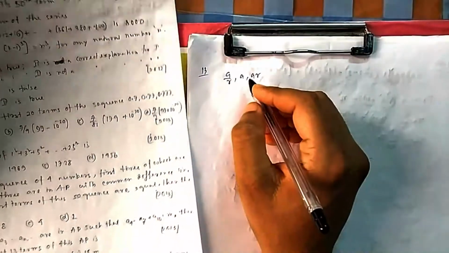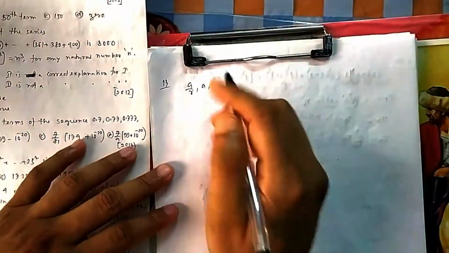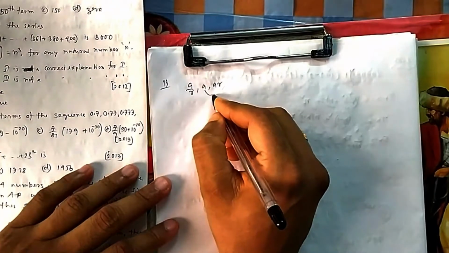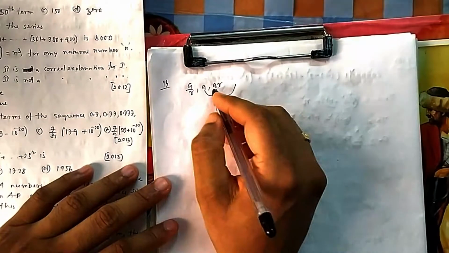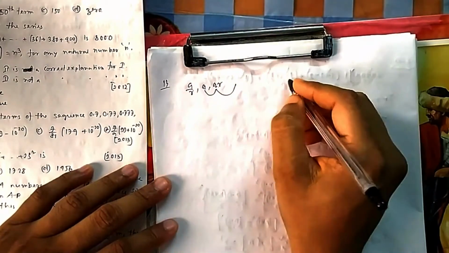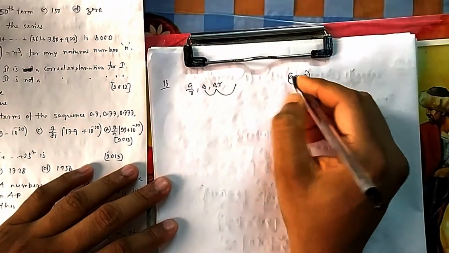Okay, the last 3 terms are in AP. First let me write it in AP, then I will see the common difference. So these 2 and this one. The difference between these 2 should be the same. So what is the difference between these 2? AR minus A. So that is the difference.